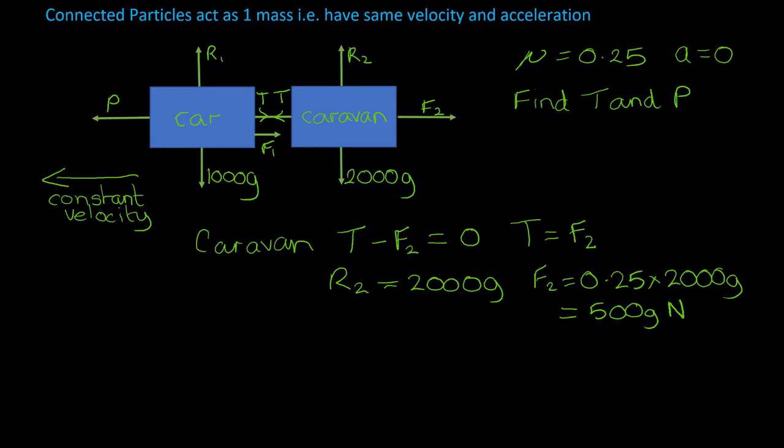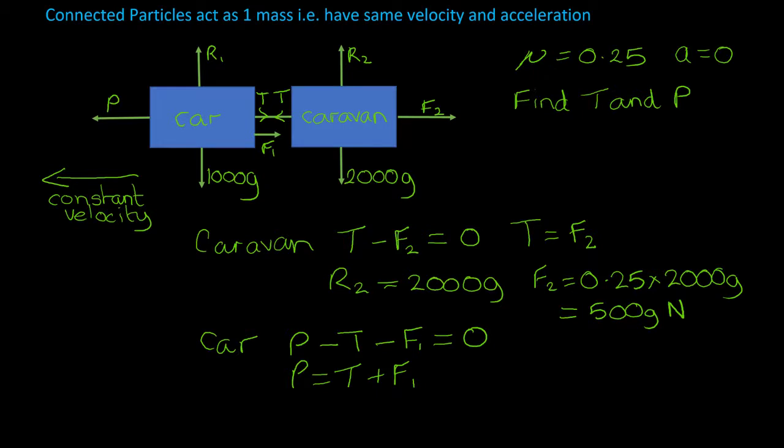And to do P, we're going to focus on the car this time because, of course, P isn't acting directly on the caravan. So again, if we look at the forces that are involved here, we've got P minus T and minus the friction F1. And again, because the acceleration is 0, those will total 0. So we need P, which is going to equal T plus F1. We've just worked out T, so we need F1.